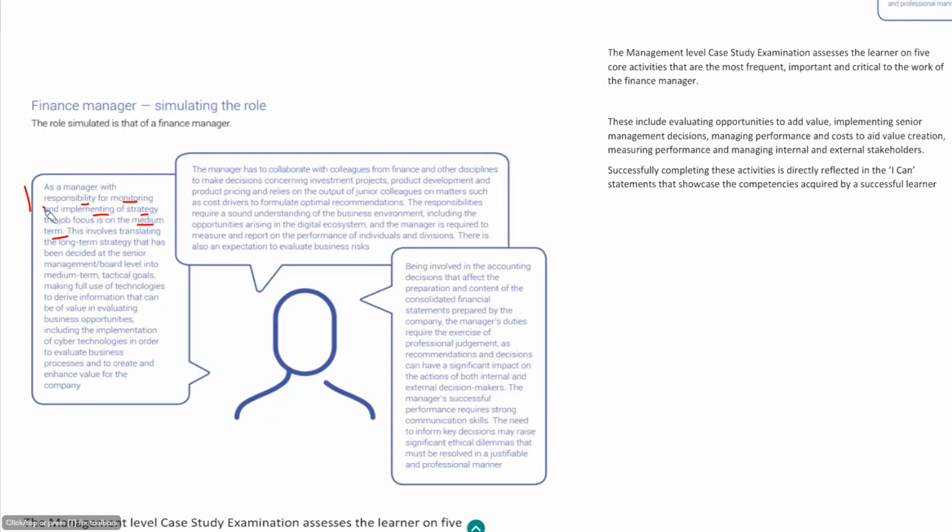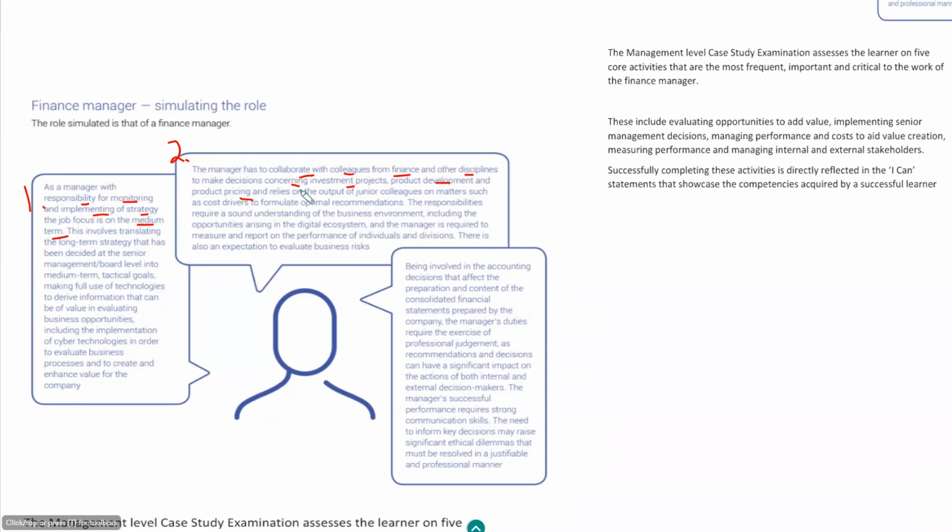Generally keeping that in mind. So that's his first job. Second job is collaboration with colleagues from finance and other disciplines to make the decisions concerning investment projects, product developments, product pricing, and it also wants junior accountants to support the role that the finance manager or the company is trying to achieve.